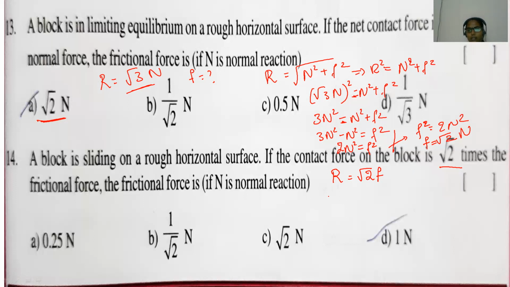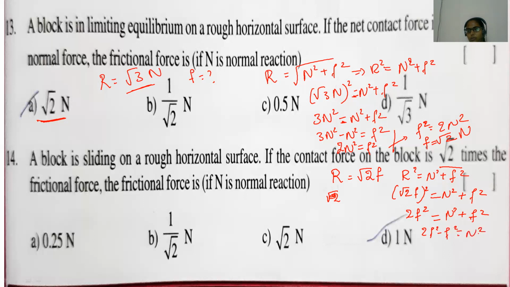So fine, R is equal to what, children? It is root 2 F. First write the formula. R square is equal to N square plus F square, right? Where R is put as root 2F whole square is equal to N square plus F square. Root 2 whole square is 2, so 2F square is equal to N square plus F square. So send F square to this side, 2F square minus F square is equal to N square.